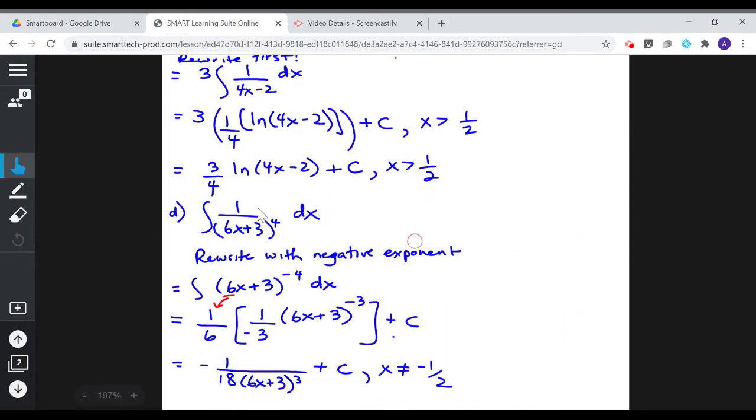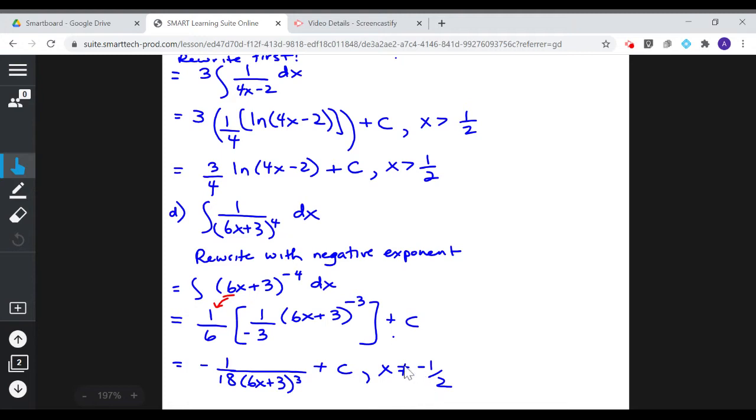First, for this one, if I have 6x plus 3 to the exponent 4 in the denominator, I'm going to rewrite with a negative exponent. Then I can apply my power rule. So I can think of keeping this base, adding 1 to the exponent, and dividing by the exponent plus 1. And then I can think about also dividing out this 6, because if I took the derivative of this expression, I'd have to take the derivative of the inside as well, and that would leave me with a coefficient of 6 that I don't want. So I'm going to divide it out. And I've got to include that plus c. And then I tidy it up just a little bit by multiplying together those denominators.